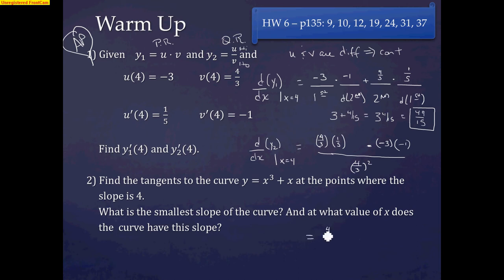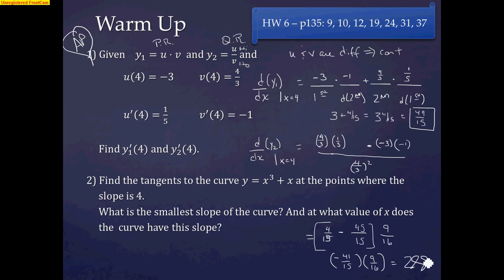What is that? 4/15 minus 3, because that would be minus a positive 3, and 3 would be 45/15. And that's all going to be divided by 16/9, which of course means it's all being multiplied by 9/16. So what is that? Negative 41/15 times 9/16, whatever that is. Who actually cares?